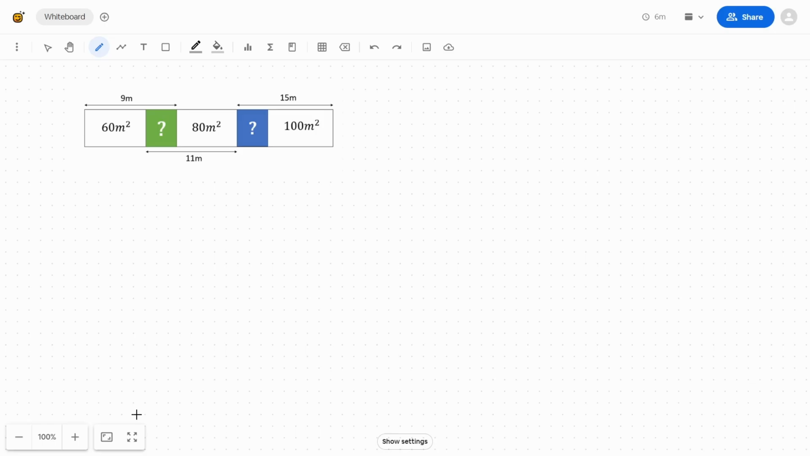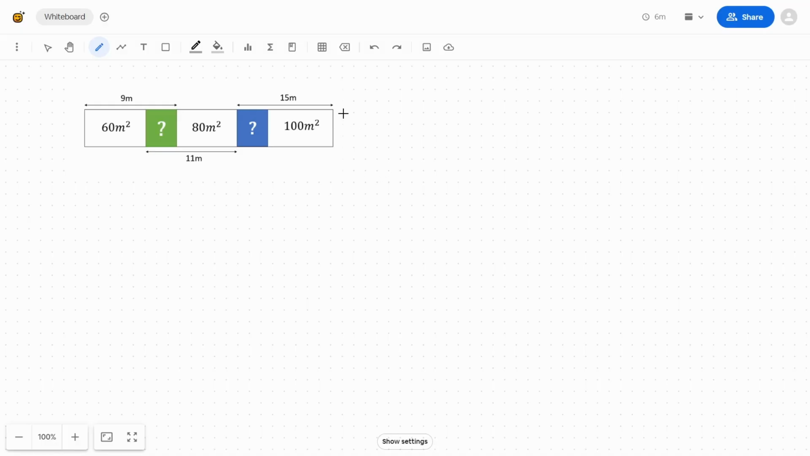Hello YouTube. In this question, we have to find the areas of two smaller rectangles. First one is green colored and second one is the blue colored. And in this question, we don't know the width of the rectangles.